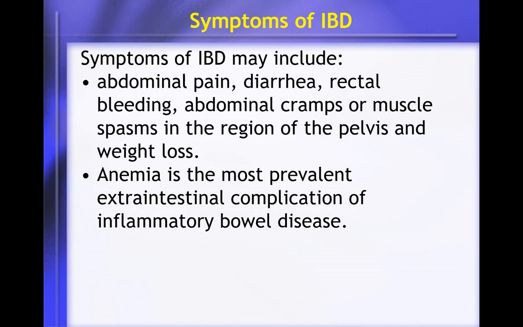Symptoms of inflammatory bowel disease may include abdominal pain, mainly in the pelvic area, diarrhea, rectal bleeding, cramps or muscle spasms in the region of the pelvis, and weight loss. Anemia is also one of the most prevalent extraintestinal complications of IBD.